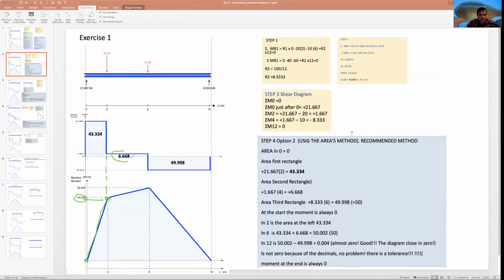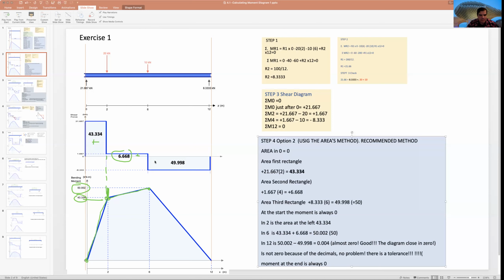The next one is 6.68. This is positive, this is positive. I need to go up. I go up 6 units, is this line. Therefore, I arrive to 50. And I close my line here, draw my line. And I arrive to 50.002. Remember, decimals are tricky. The number should be 50, but it's a little bit more.